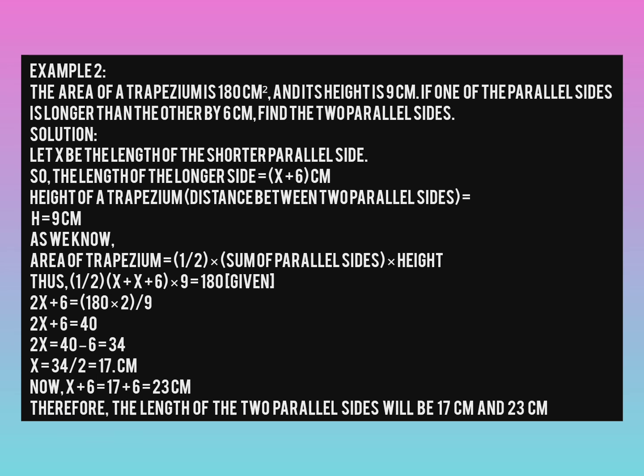2x equals 40 minus 6 equals 34. x equals 34 divided by 2 equals 17 cm. Now, x plus 6 equals 17 plus 6 equals 23 cm. Therefore, the lengths of the two parallel sides will be 17 cm and 23 cm.